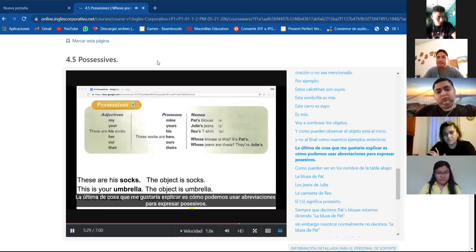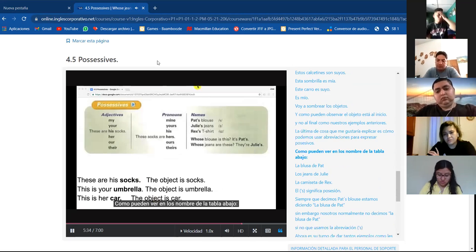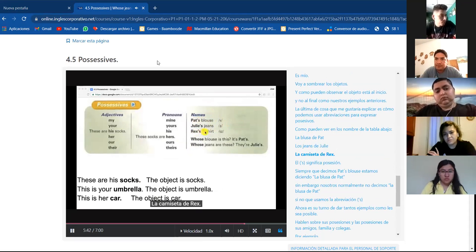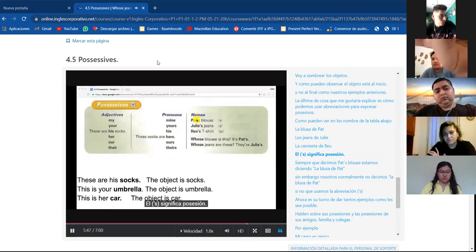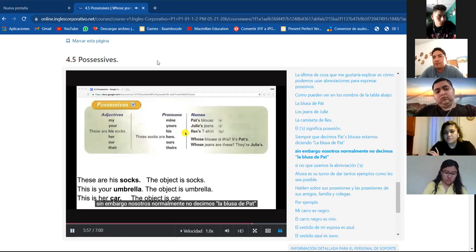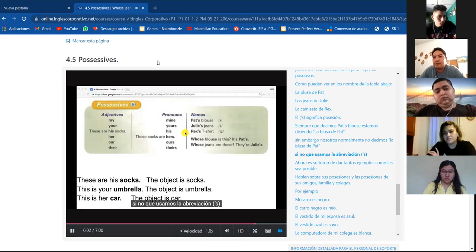The last thing that I would like to explain is how we can use contractions to express possessives. As you can see on the chart, under names: Pat's blouse, Julie's jeans, Rex's t-shirt. The apostrophe S means possessive. Whenever we say Pat's blouse, we are saying the blouse of Pat. However, we normally don't say the blouse of Pat. Instead, we use the contraction, the apostrophe S.